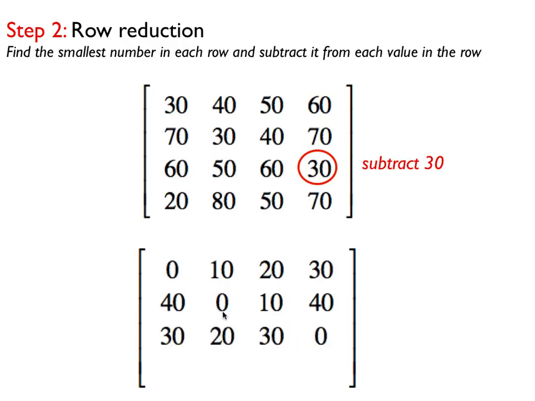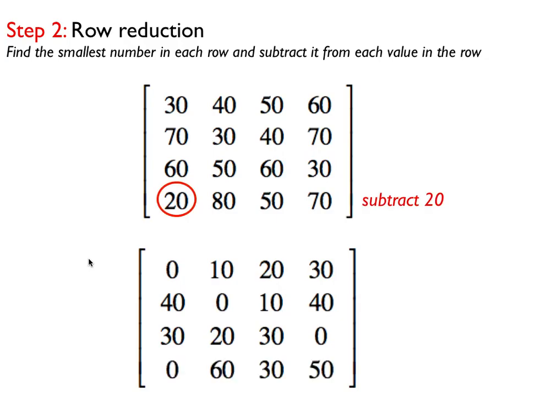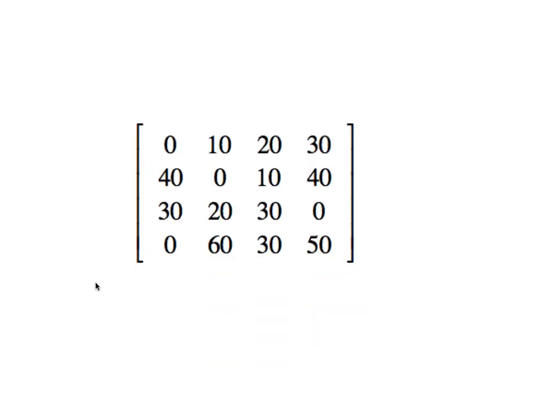So you'll notice that each time we're creating at least one 0 when we do this. The smallest number in the last row is 20, so we subtract 20 from each value and we get 0, 60, 30 and 50 as our last row. So we've moved from this matrix down to this matrix, and that's where we're at the moment.